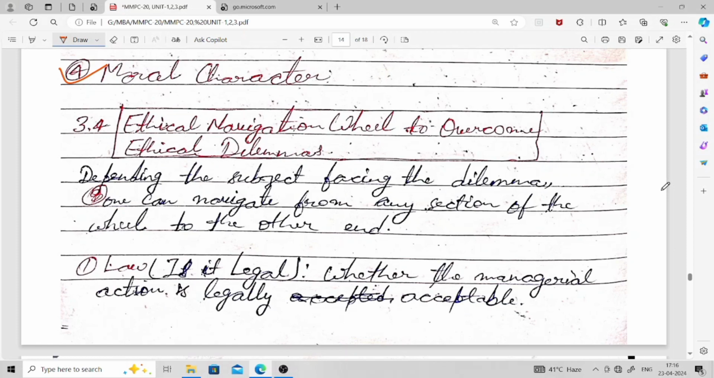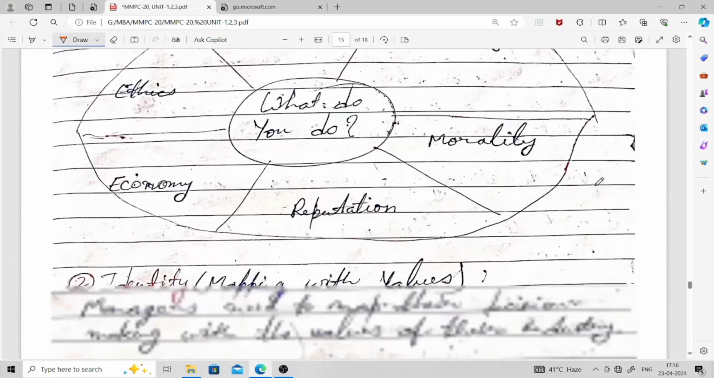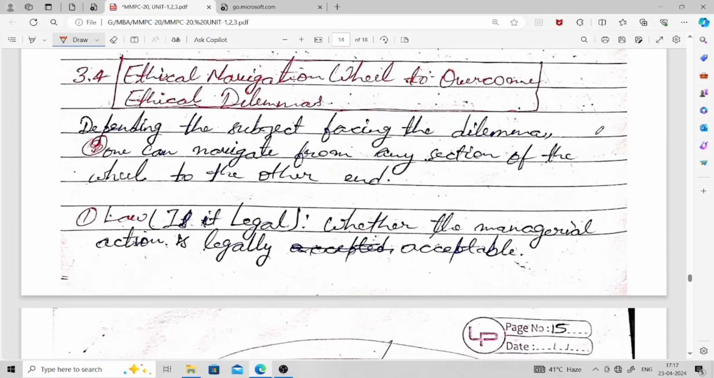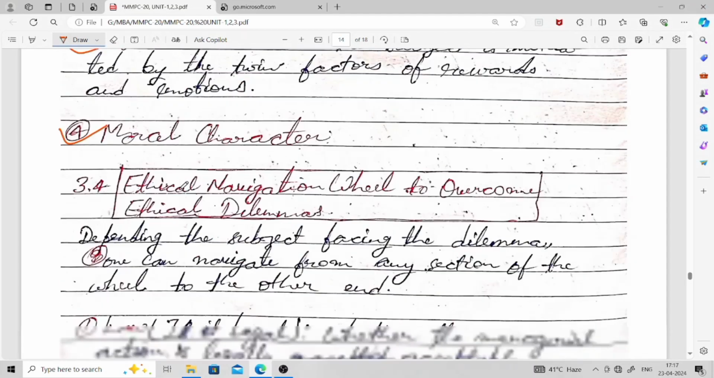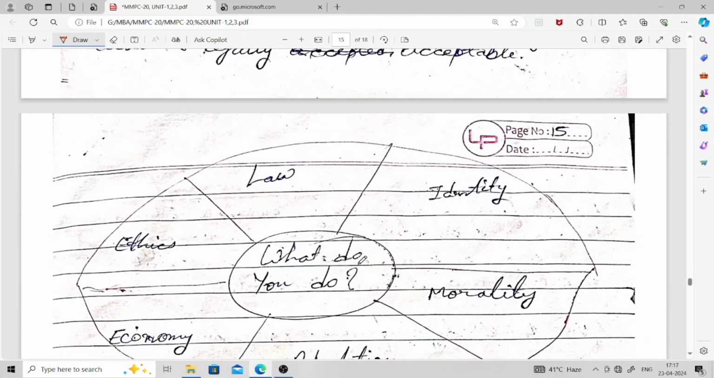Now, depending on the subject facing the dilemma, one can navigate from one section of the wheel to the next. So now you have the ethical navigation wheel to overcome ethical dilemmas, a systematic way to overcome them. It is presented on your screen. You can see this is a wheel. Here six components are given: law, identity, morality, reputation, economy, and ethics. This wheel is known as the ethical navigation wheel. I think I can write it down, then it will be clear.